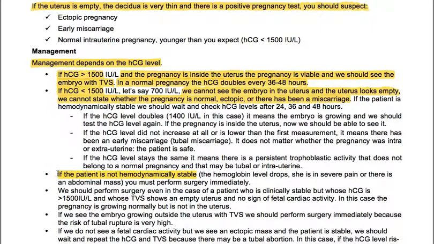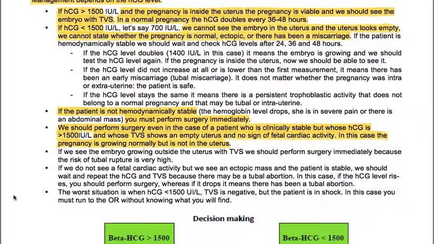We should perform surgery even in the case of a patient who is clinically stable but whose HCG is more than 1,500 and whose transvaginal ultrasound shows an empty uterus and no sign of fetal cardiac activity. In this case, the pregnancy is growing normally but is not in the uterus. If we see the embryo growing outside the uterus with transvaginal ultrasound, we should perform surgery immediately because the risk of tubal rupture is very high.